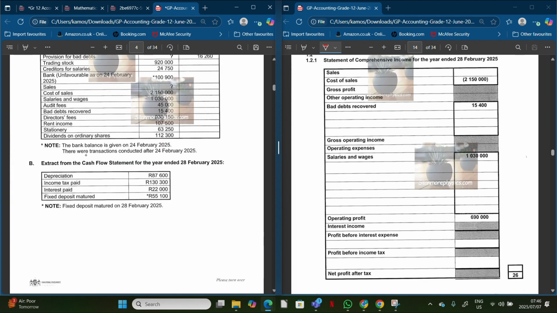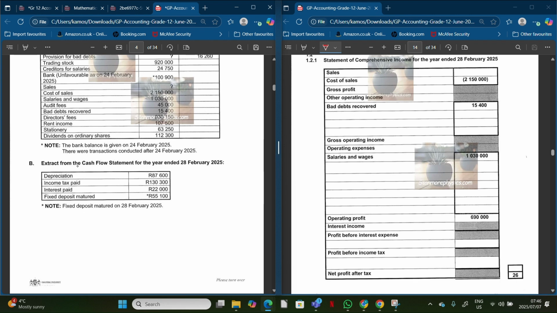Now they're saying note the bank balance is given on the 24th of February 2025, and they also note that there were transactions conducted after the 24th of February 2025. Remember, the bank balance is given on the 24th, but the year ended on the 28th. So anything that affects the bank balance after the 24th needs to be considered, because the year doesn't end on the 24th of February, but on the 28th of February. So also note those things. Dates are very important, right?